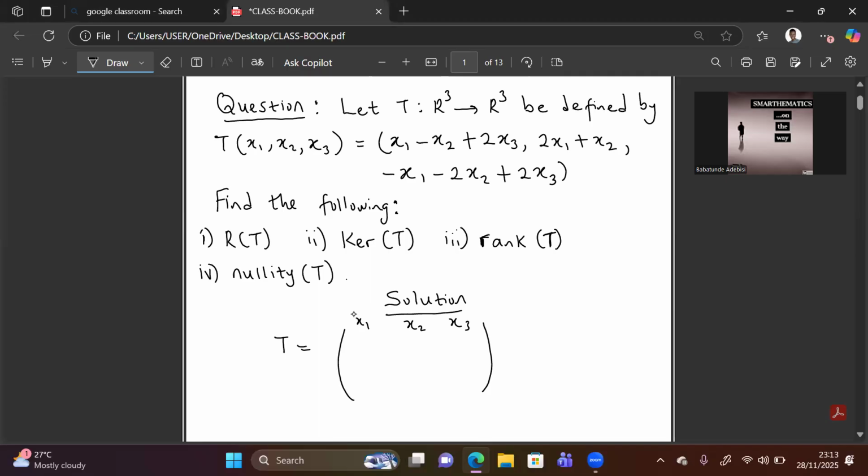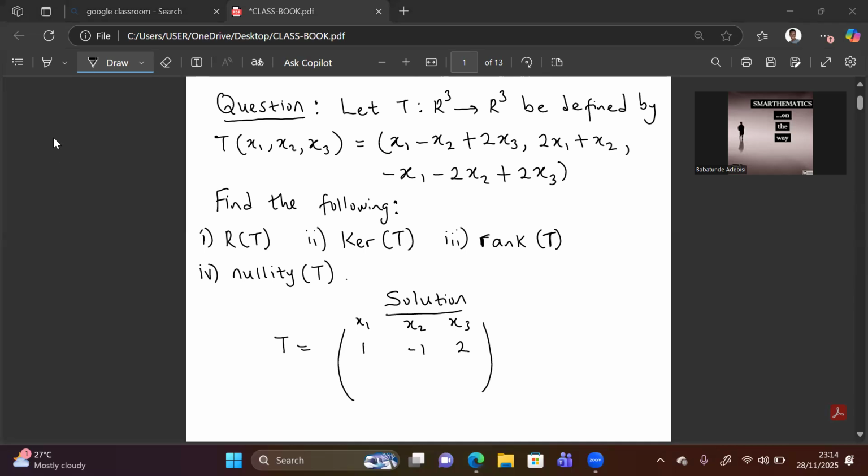So if you check the definition we are given, T of x1, x2, x3 equals x1 minus x2 plus 2x3, comma. So for the first one, the coefficient of x1 here is 1, here is minus 1, and here is plus 2. So that means we are having 1, minus 1, and 2.